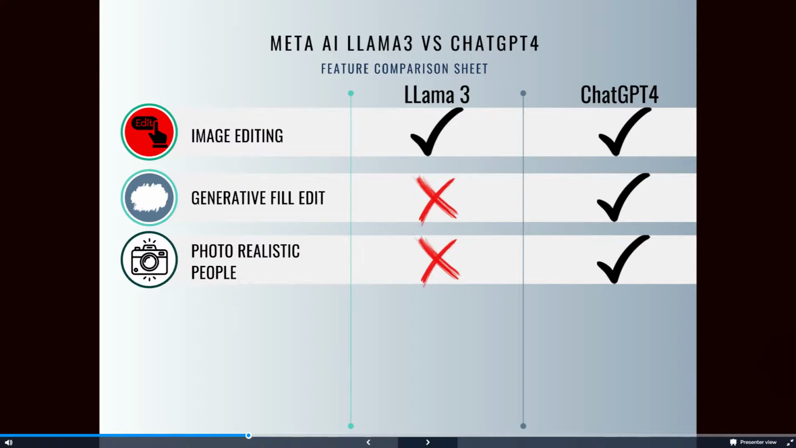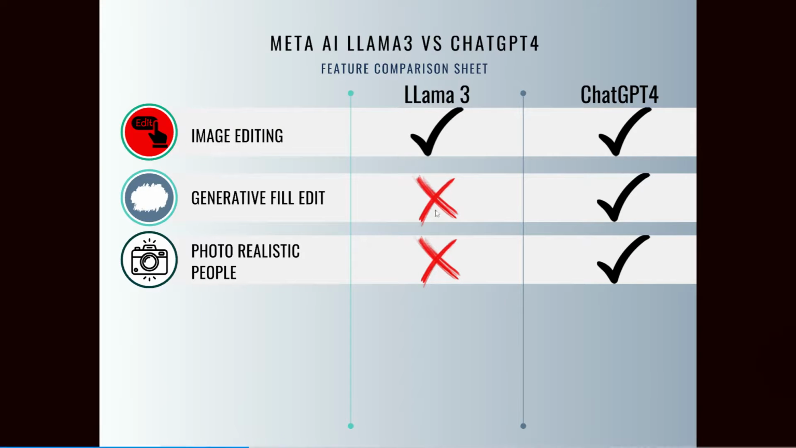Image editing, they both have the capability of image editing. However, generative fill editing only in GPT-4, not in Llama 3. With Llama 3, if you edit something, you might get a completely different image. And then finally, photorealistic people. When I'm comparing Llama 3 to GPT-4, GPT-4 by far has more realistic, photorealistic people than Llama 3. However, I didn't talk about Midjourney, which is really the next level text to image maker, and that blows these two away. However, we're only talking about these two, and if I had to choose one, I would choose ChatGPT.